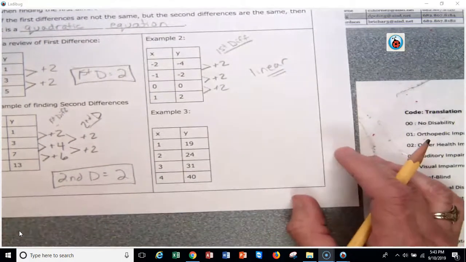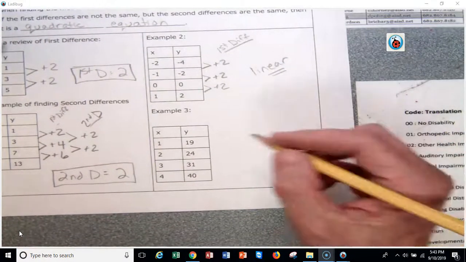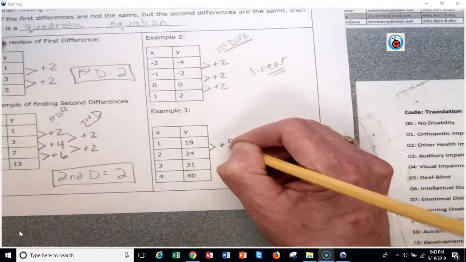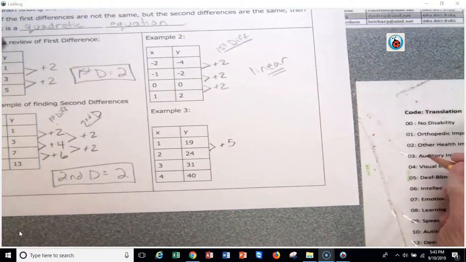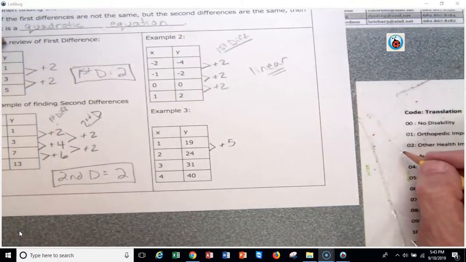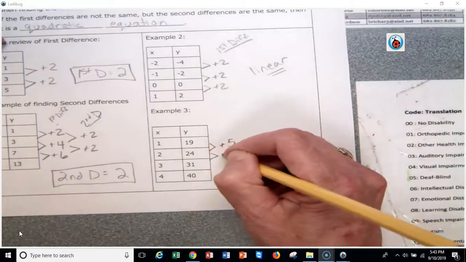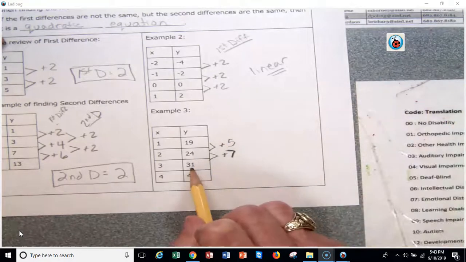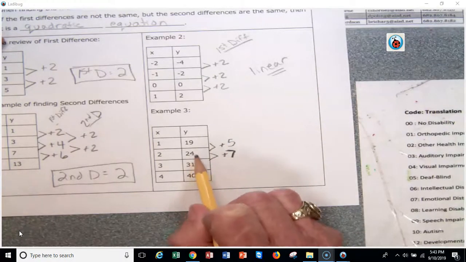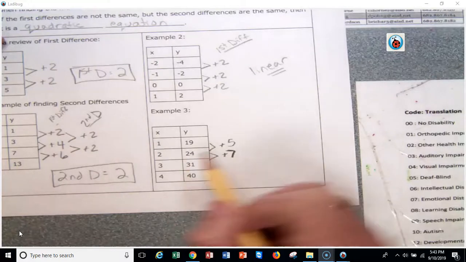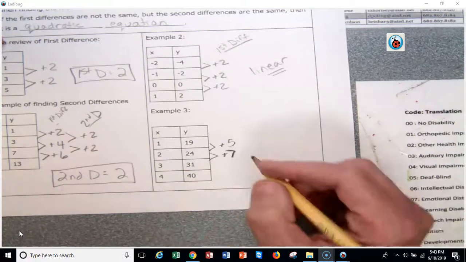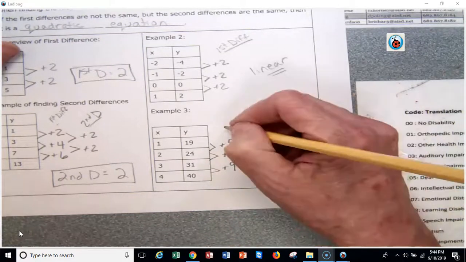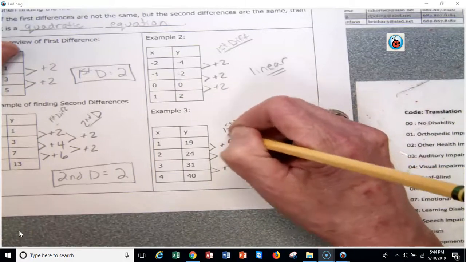But let's look at example 3. So we're going from 19 to 24, and that's plus 5. And if I'm going from 24 to 31, that's plus 7. I'm doing a little bit of mental math here, but if you don't know what the difference is, you can always start with a higher number and subtract the next one that's right above it, like 31 minus 24 is 7, okay? So let's look at this. From 31 to 40, this is plus 9. So my first differences are not the same, okay?